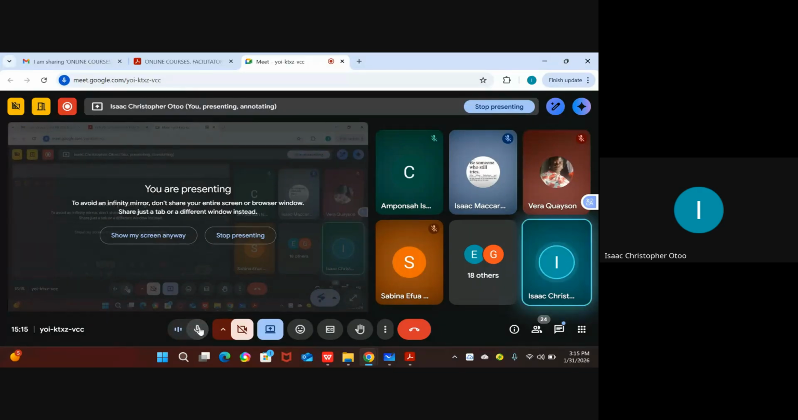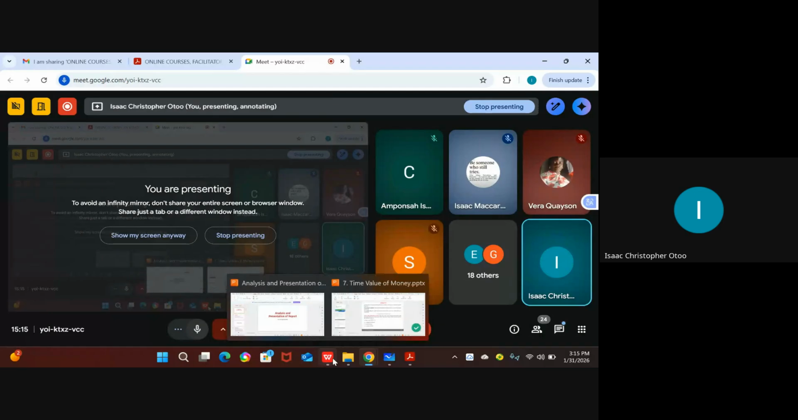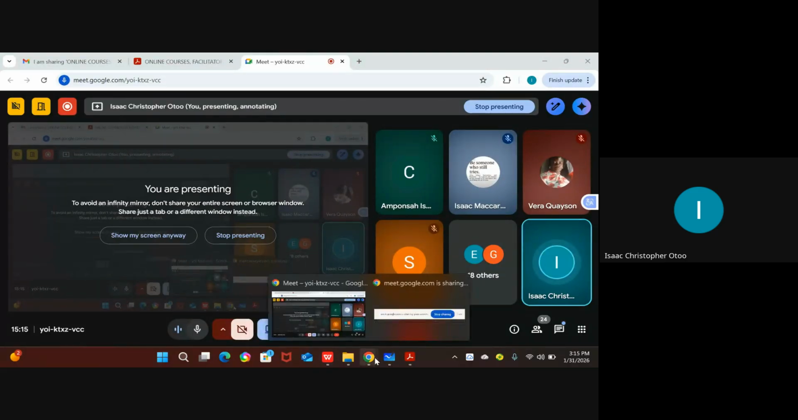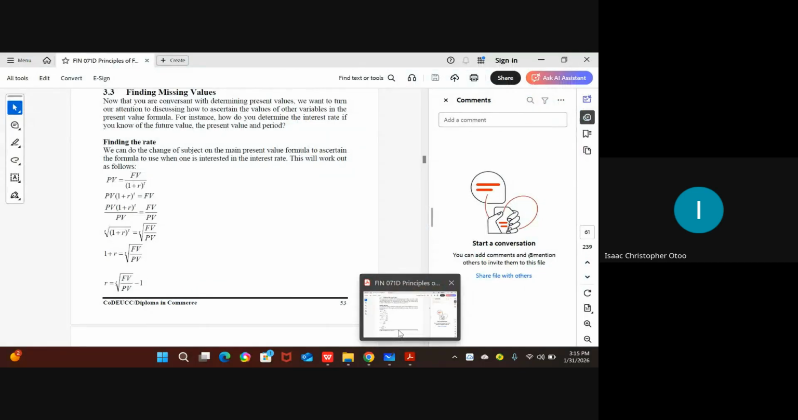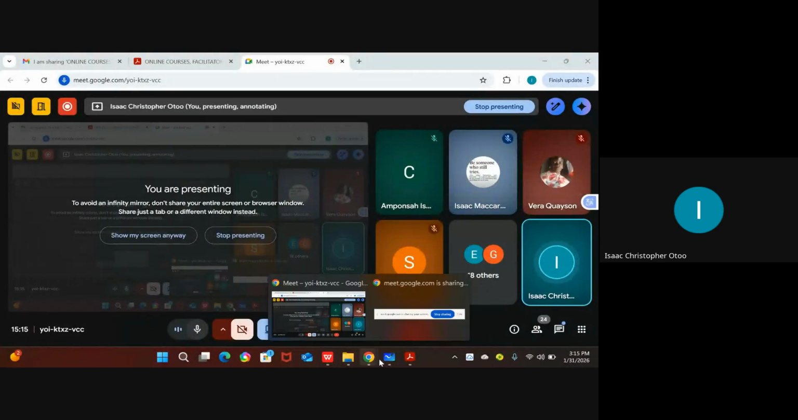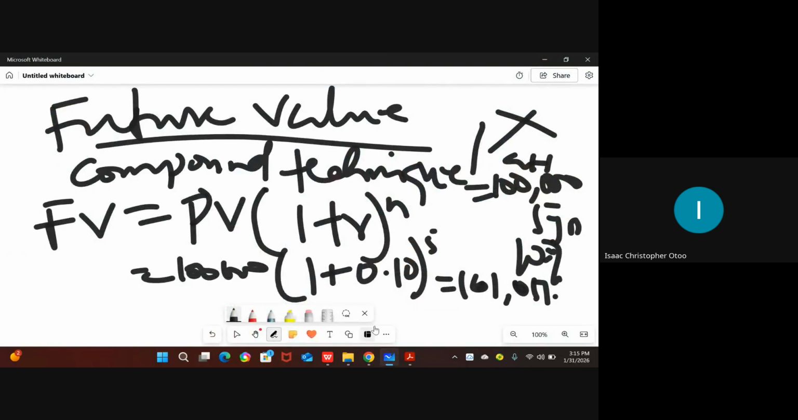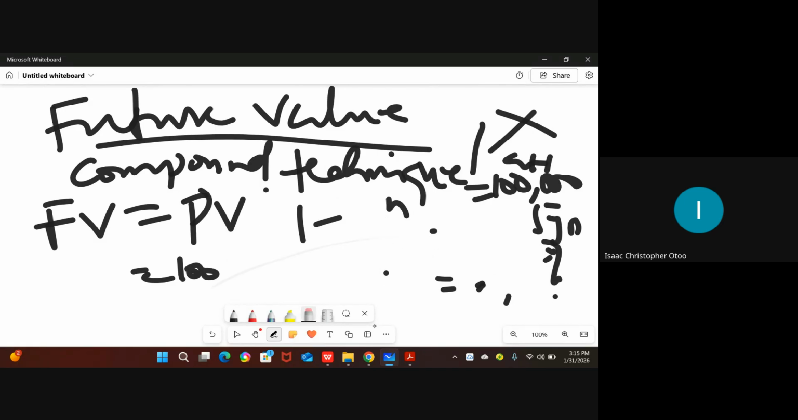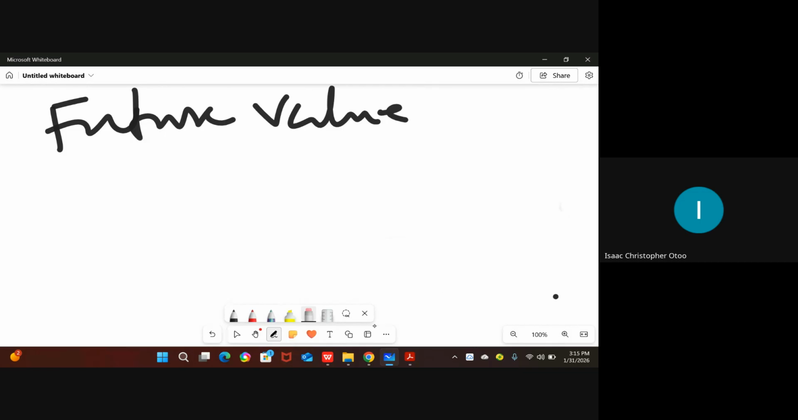As I said, if it is compounded more than once in the year, we go by the same formula. Then let me also tell you, if the investment is done with different cash flows, how do you go about the future value? With different or uneven cash flows.